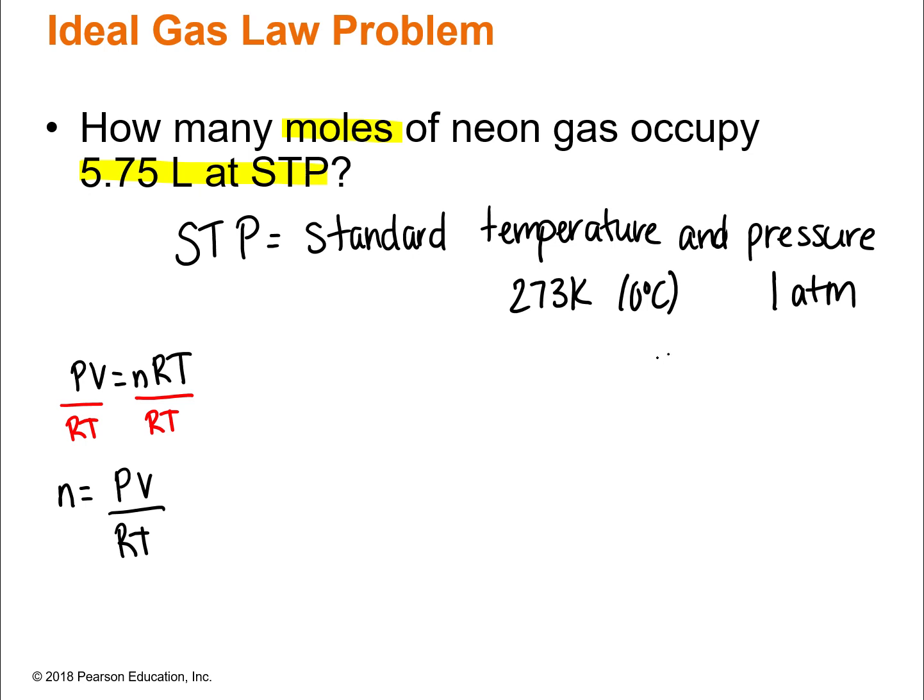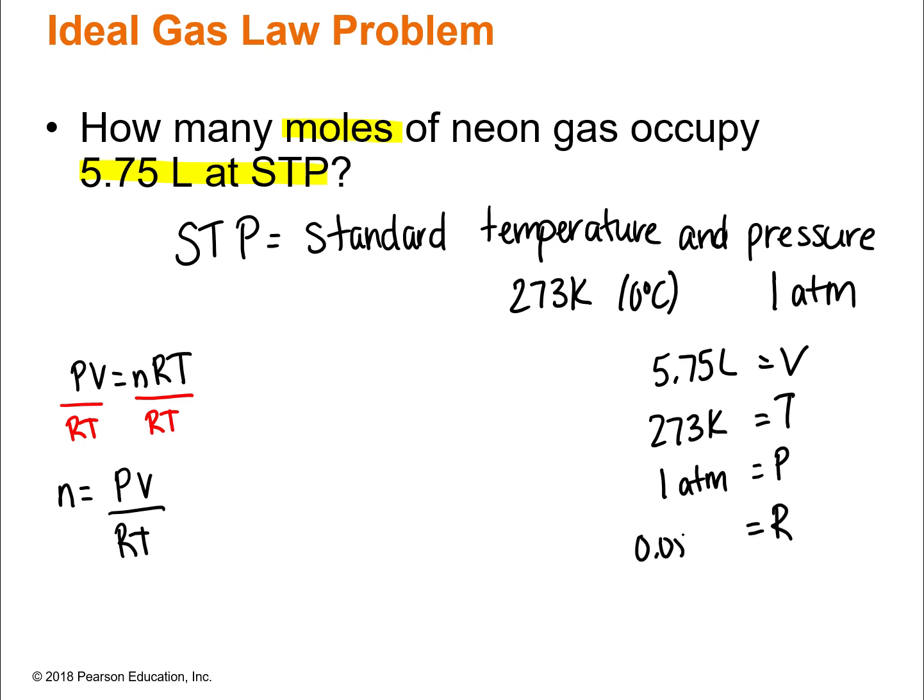Our variables, we've got 5.75 liters, which is our volume. Our temperature, standard temperature, is 273 Kelvin. The pressure, 1 atmosphere. And the R value that we use in this class is 0.0821 liter atmospheres per mole Kelvin. There are other R values that use different pressures. So if you look that up on the internet, you would find it. However, we don't really go over that in this class, so don't worry about it.